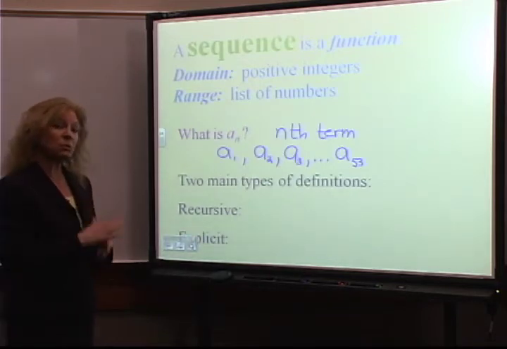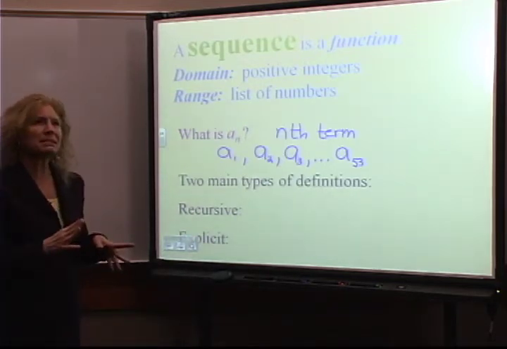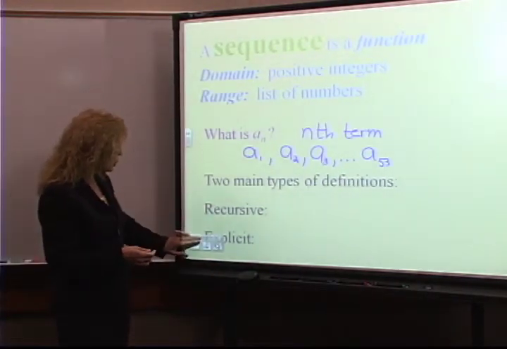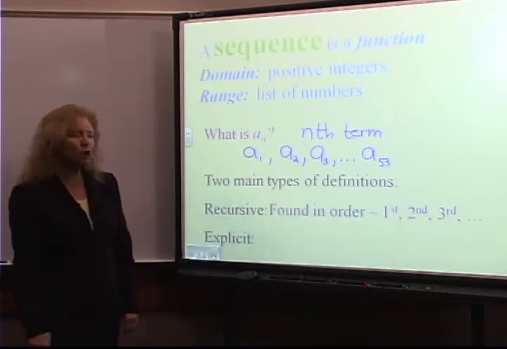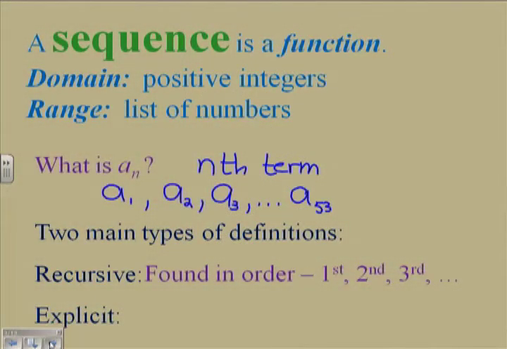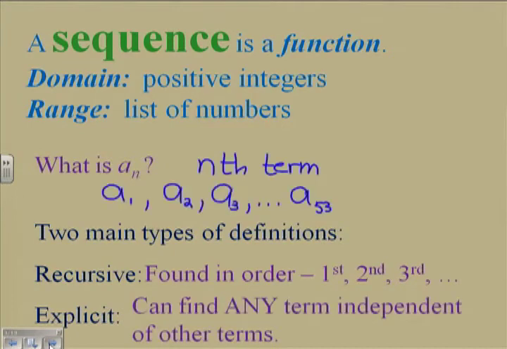Well, one of the first things we want to look at is that there's two main types of ways that we can define sequences. One is called a recursive definition, and we'll do some practicing with this, but recursive means that you have to find these terms in order. You have to find the first, and then the second, and then the third. You have to walk this sequence out one step at a time. Now, an explicit definition allows you to find any term you like independent of any other term.